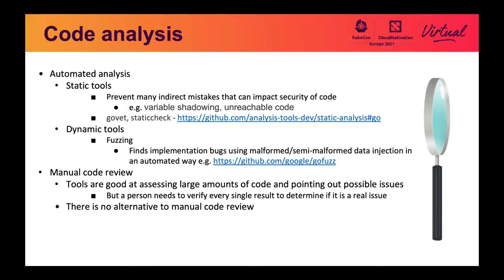The second thing is manual code review. Tools are great. They can look at the code automatically and point out possible issues, but definitely a human needs to verify those issues and make sure they are real issues. Also, the development team should be doing a thorough code review of all the areas we talked about and make sure that it looks good to them. And keep in mind that there's no alternative to manual code review. That is critically important.